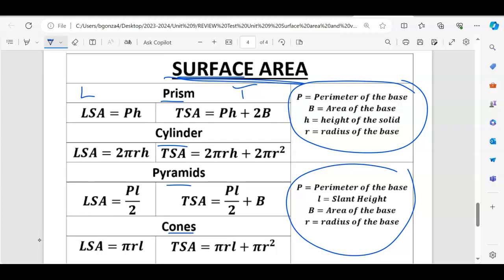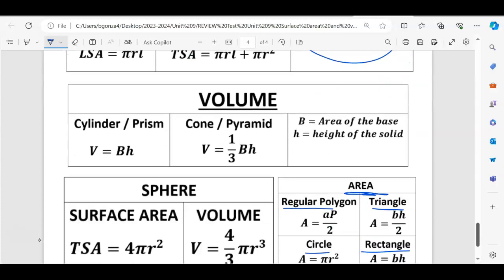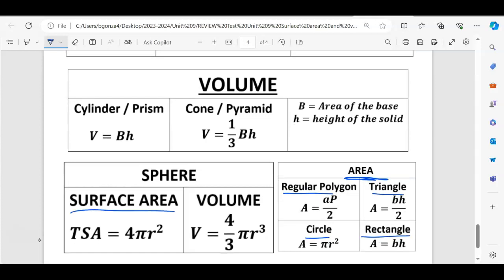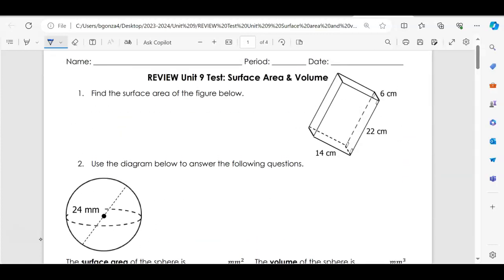Whenever you're finding big B, area of the base, look down here at your area, okay? There are regular polygons, triangles, circles, or rectangles that we have been working with. For surface area, there's a specific one for sphere. There's only total. Then we've got volume formulas for cylinder, prism, cone, pyramid. Remember, capital B is the area of the base, so you can look down here for the area of the base. And then there's also volume of a sphere. So all these are on the back, so don't forget about those. I'll be writing them on here.